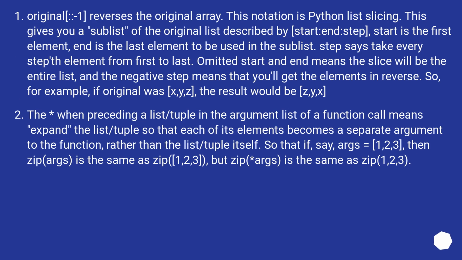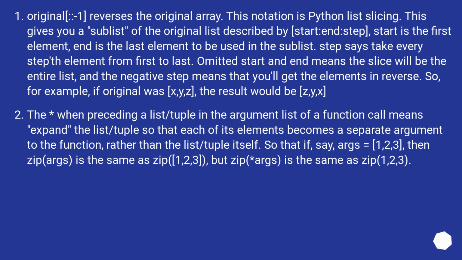There are 3 parts to this. Original, -1, reverses the original array. This notation is Python list slicing. This gives you a sublist of the original list described by start, end, step. Start is the first element, end is the last element to be used in the sublist. Step says take every step-th element from first to last. Omitted start and end means the slice will be the entire list, and the negative step means that you'll get the elements in reverse. So, for example, if original was x, y, z, the result would be z, y, x.